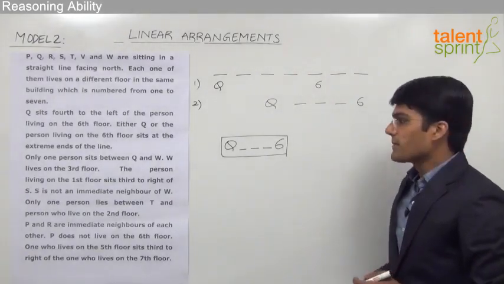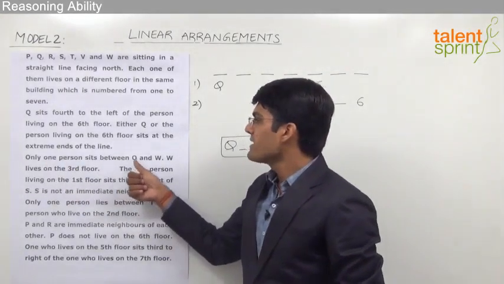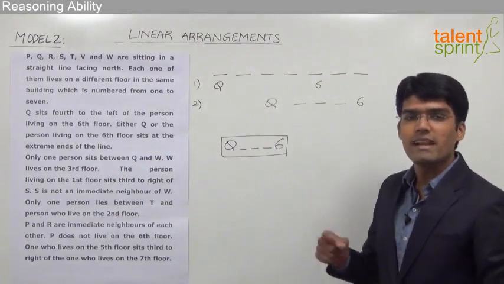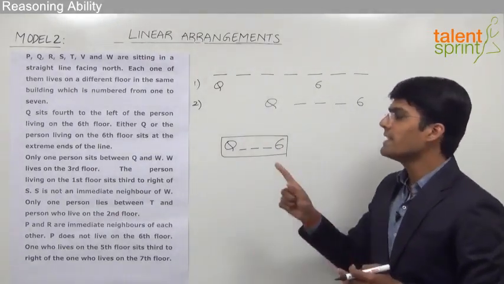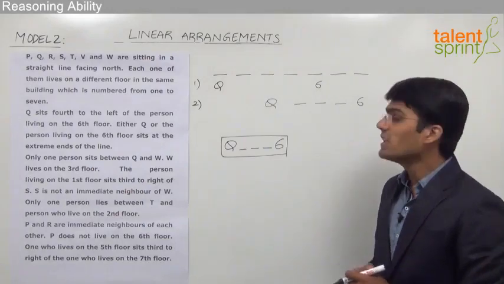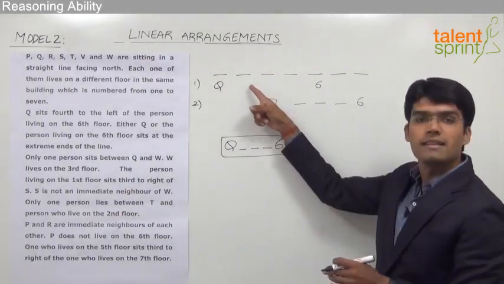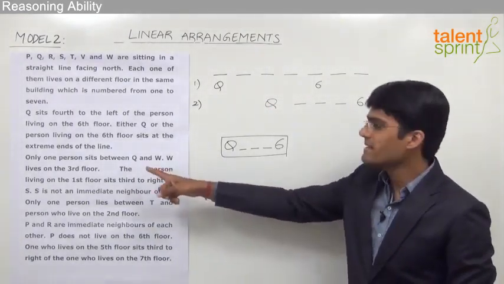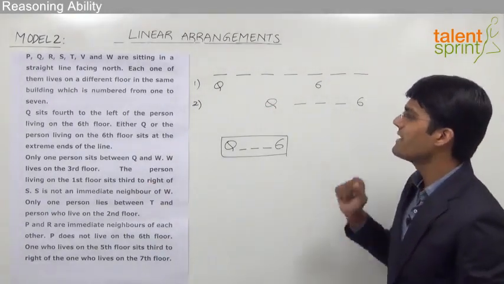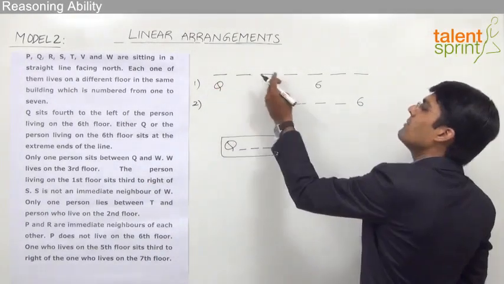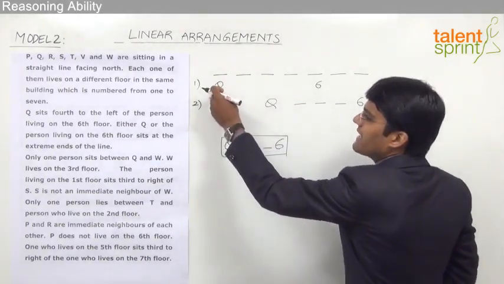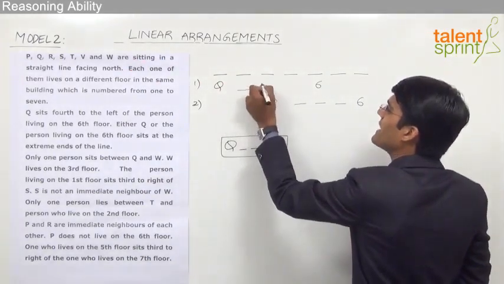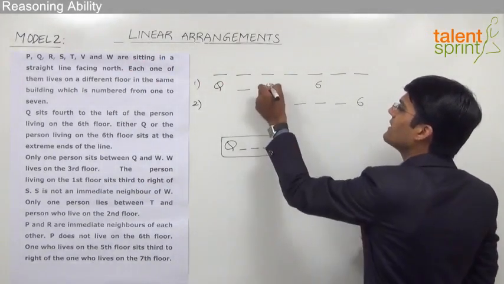Let us now move to the next point. The second point here is only one person sits between Q and W, and W lives on 3rd floor. So very clearly it is given that W lives on 3rd floor and there is only one person between Q and W. Let us try to adjust this point in either the first case or the second case. We know that there should be a gap of 1 place between Q and W. If we take the first case, the only possibility is W should come on this side of Q. As Q has already taken the extreme end, W cannot go on the other side. So leaving a gap of 1 person, we can say that W sits in this place and he lives on 3rd floor.